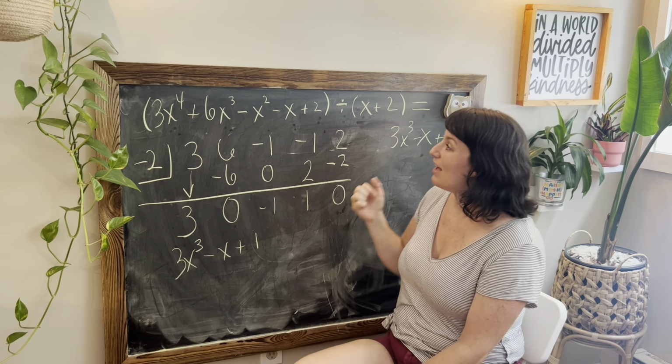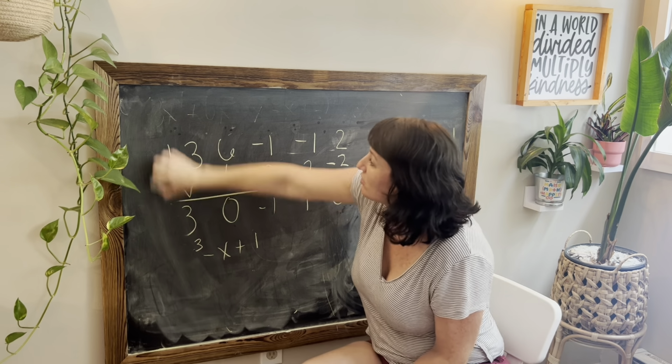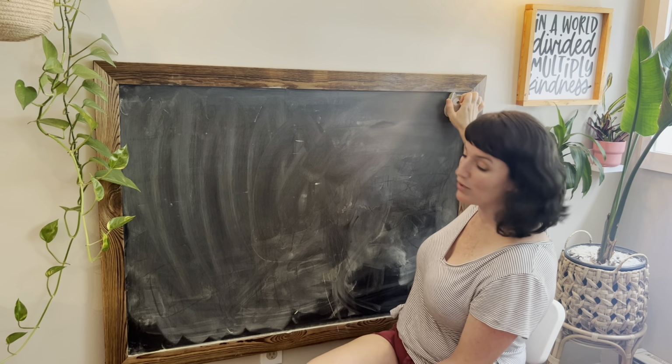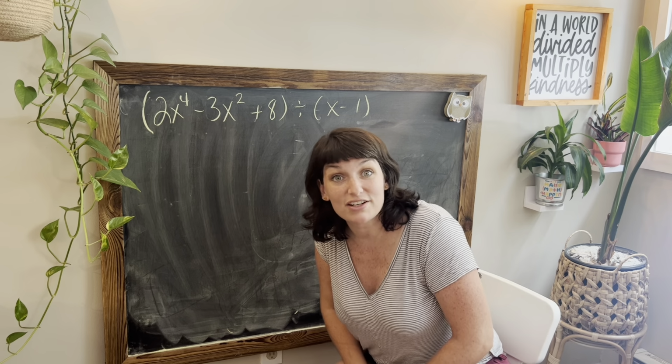Okay. What happens if we don't get a remainder of 0? What happens if we've got some of those placeholders? Let's do another example. Can I use synthetic division?